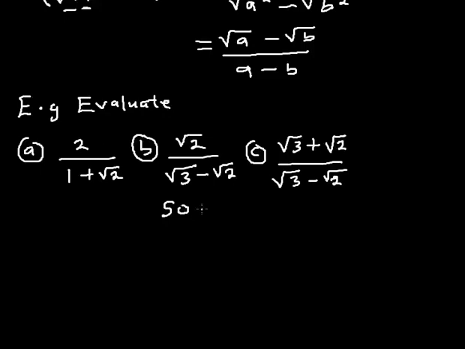Solution. Let's start with this: 2 all over 1 plus root 2. You know what I would do? I'll multiply by the conjugate of the denominator. What's the conjugate of 1 plus root 2? The conjugate of 1 plus root 2 is 1 minus root 2.